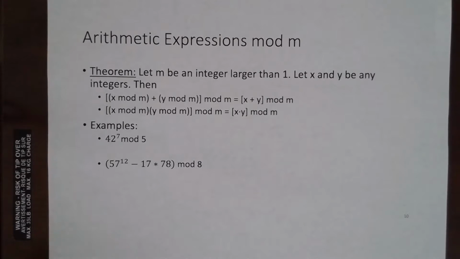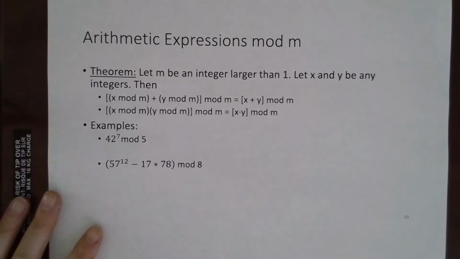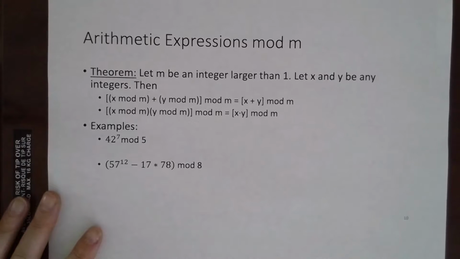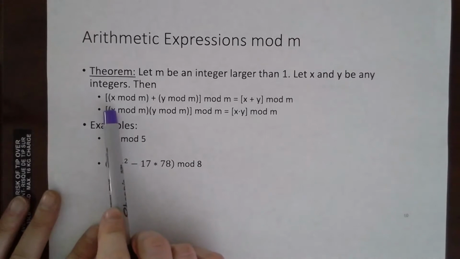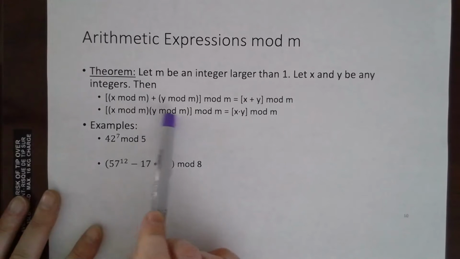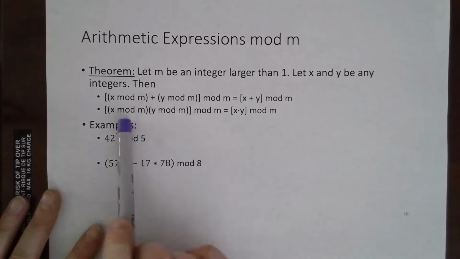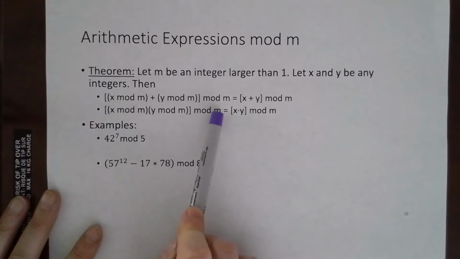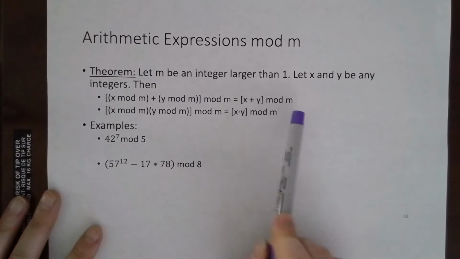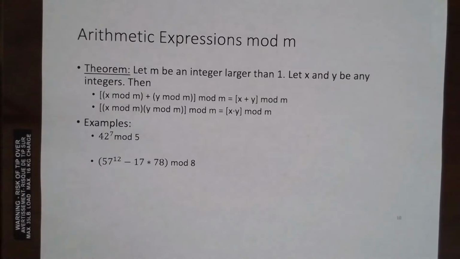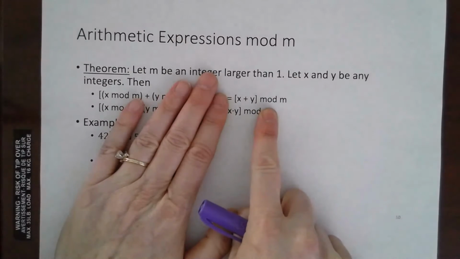So if we have m that's any integer larger than 1, and we have x and y that are just some integers, and we're trying to do x mod m plus y mod m, and that sum also modded m, that's the same thing as just adding the numbers and doing mod m. So usually the context is you're trying to do x plus y mod m, okay?